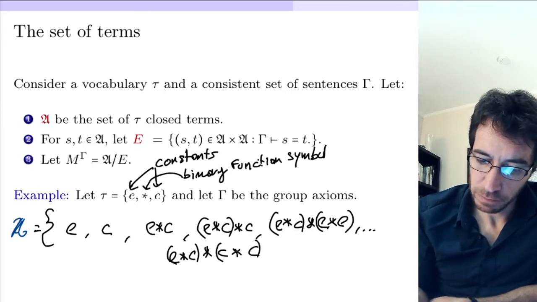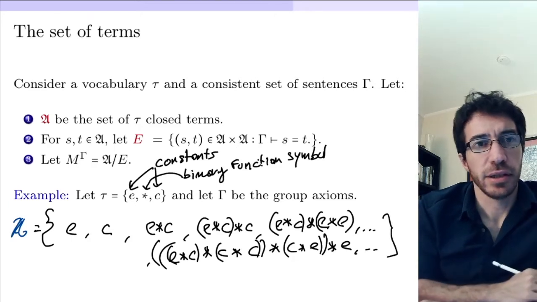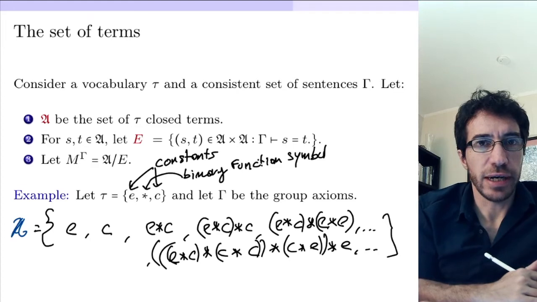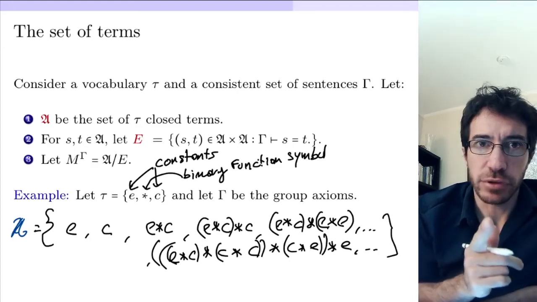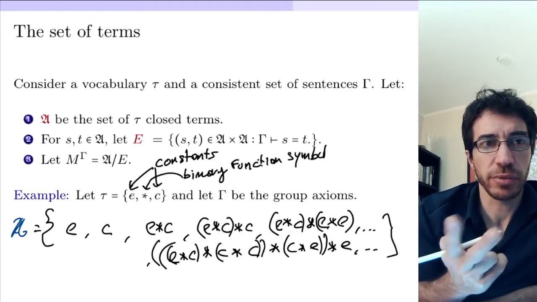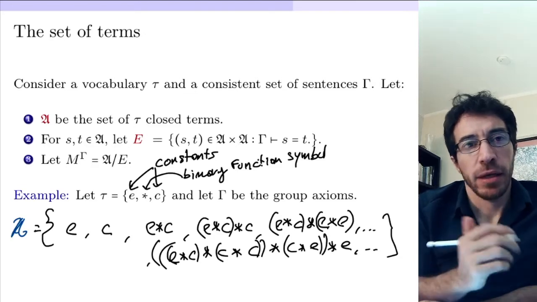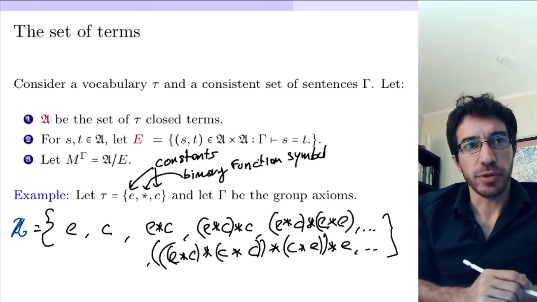So you can get very big terms. So this set A contains all the terms you can write that have no variables. So that means you can only start from these constants. In this case, there are two constants. You start from them, and then you apply the functions. You get all these guys. Okay, so far they are just terms as strings of symbols.